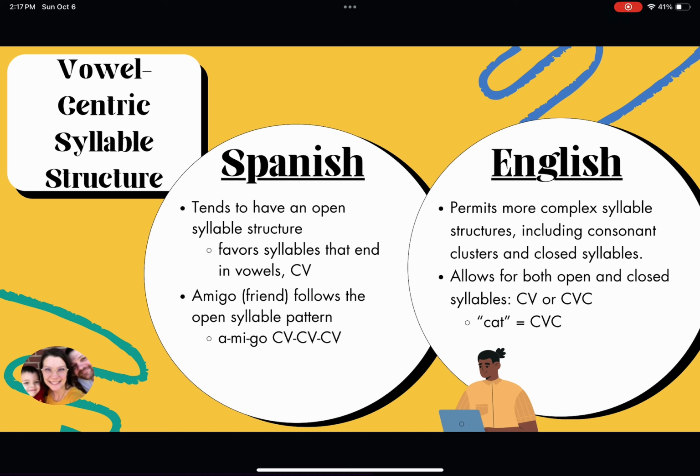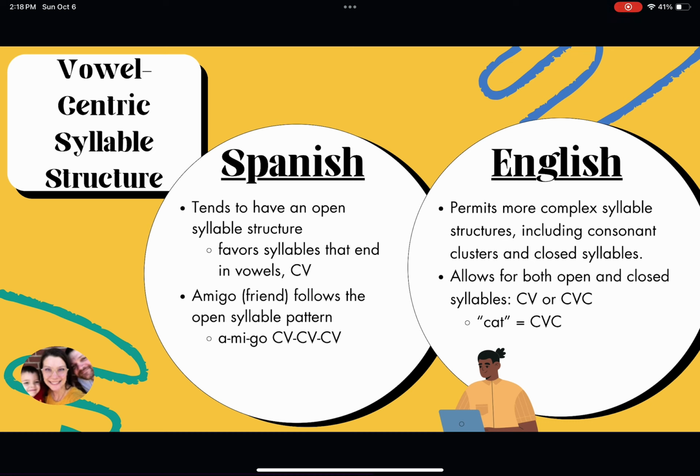English allows both open and closed syllables. Closed syllables are syllables that end in consonants, CVC. For example, cat follows a closed syllable structure, which is more common in English than Spanish.